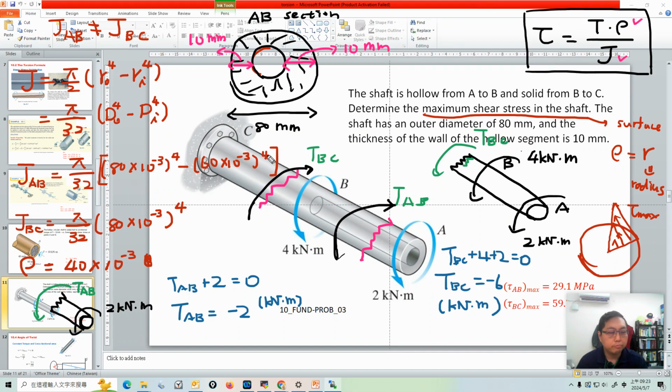I don't have any space right now, so I have to erase something. Okay, I erase everything here.